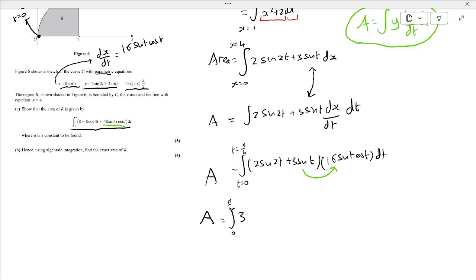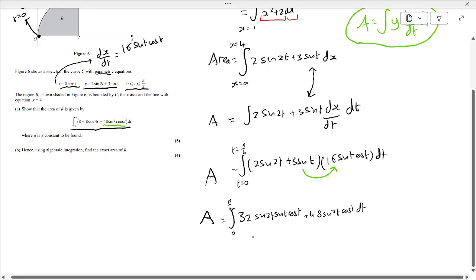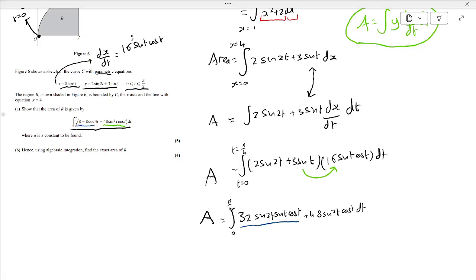To expand this out, the first term is going to be 32 sine 2t sine t cos t. The second term will be my required 48 sine squared t cos t dt. Right, great. What do I have left? I have left this 32 sine 2t sine t cos t. That needs to somehow match this expression here, 8 minus 8 cos 4t.